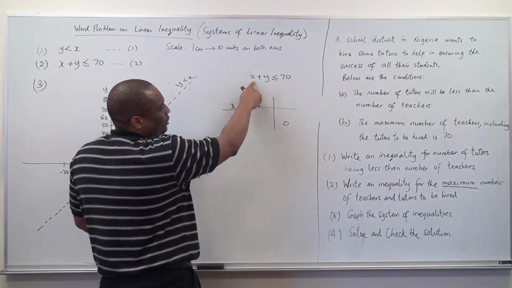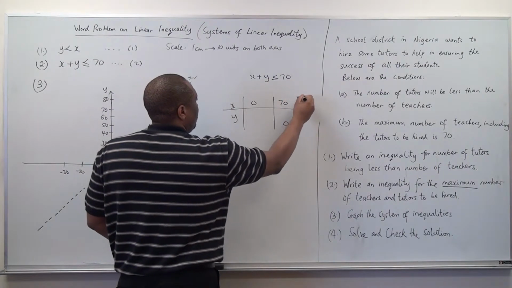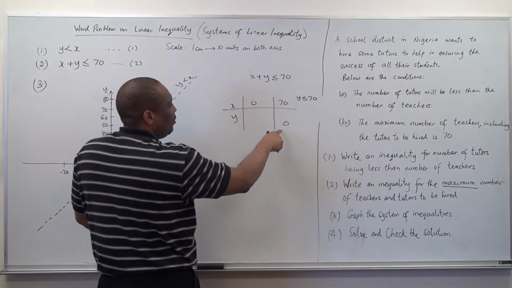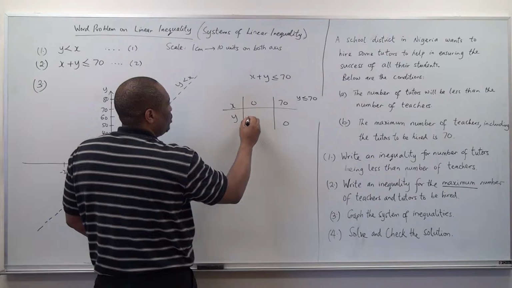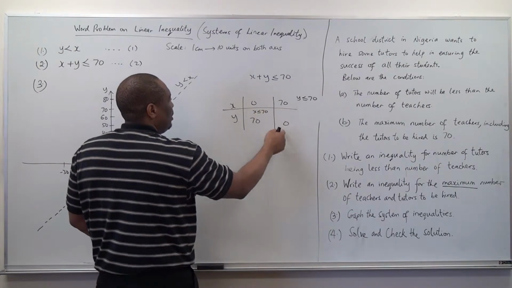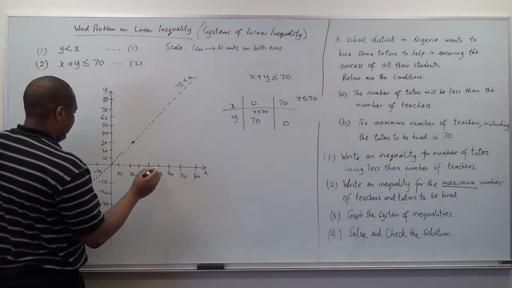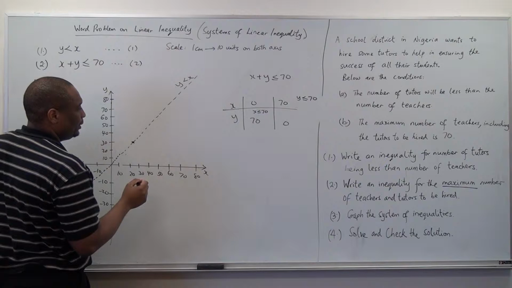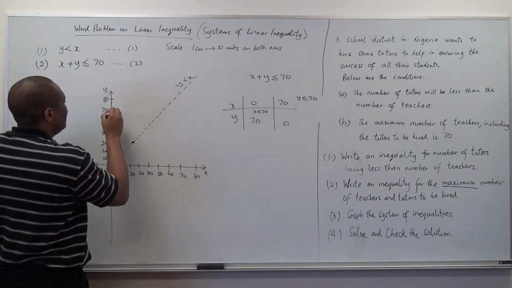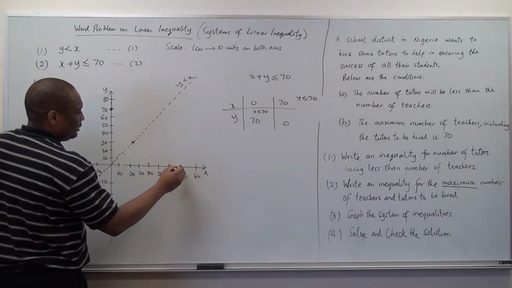So when x is 0, y will be less than or equal to 70. Okay? And when y is 0, x will be less than or equal to 70. So you come to 70 here. When x is 0, y will be less than or equal to 70. This is 70, and this one is 70.